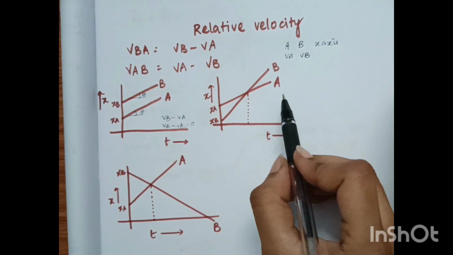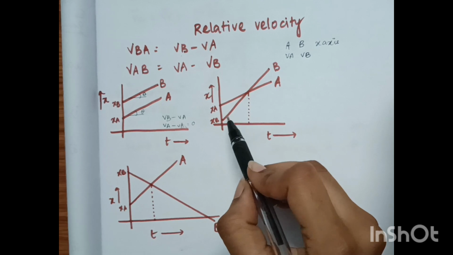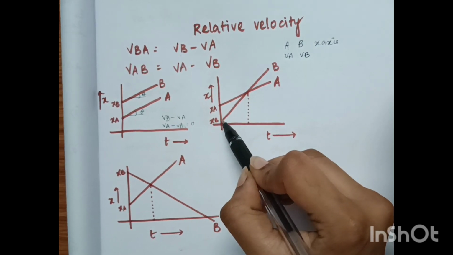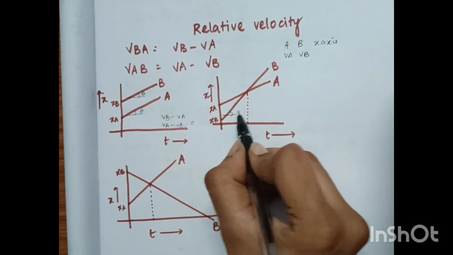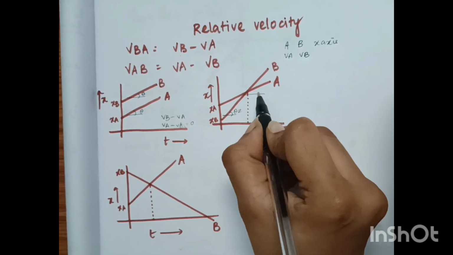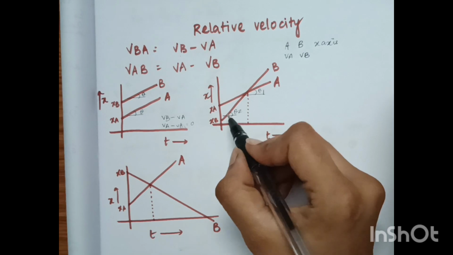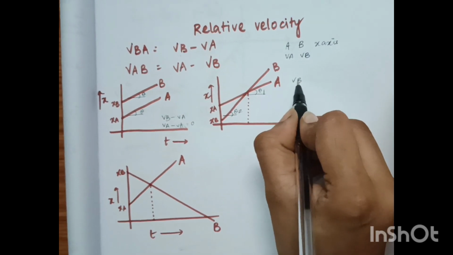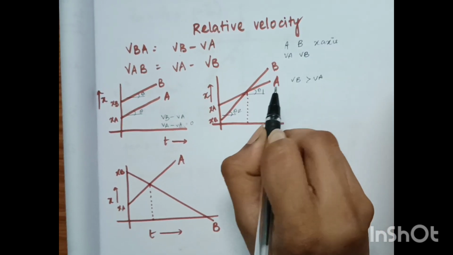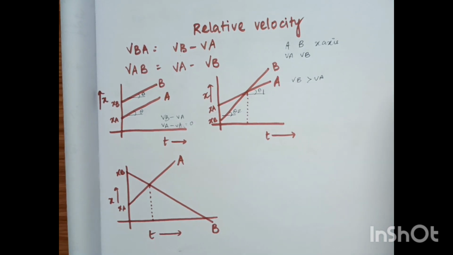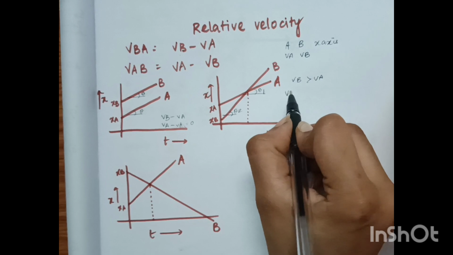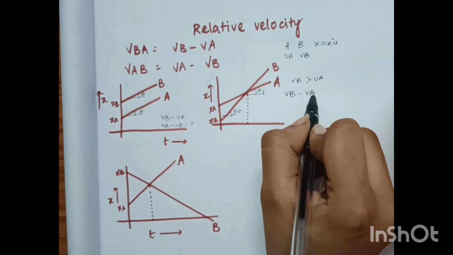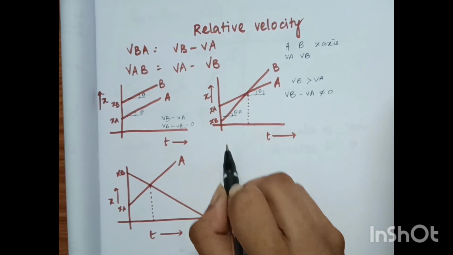Now let us consider this case. Here we can very well see this slope is larger than this slope. That is, theta 2 is greater than theta 1. That means velocity of B is greater than velocity of A. If velocity of B is greater than velocity of A, then VB minus VA is not equal to 0.